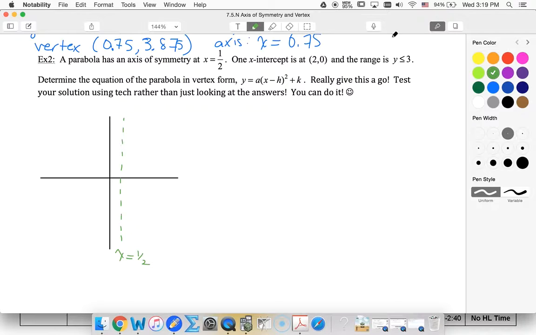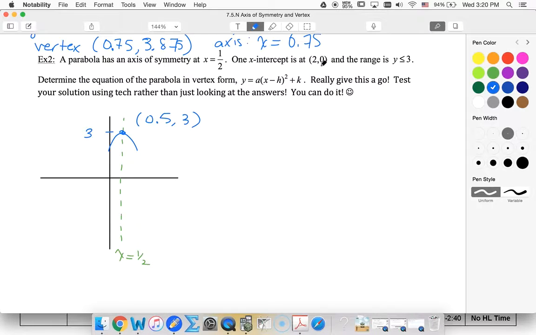My range is y is less than or equal to 3. So up here at 3, that must be my maximum, and my graph must point down because that's my range. y is less than or equal to 3. Okay, so I know my vertex is (a half, 3). So determine my equation in this form.